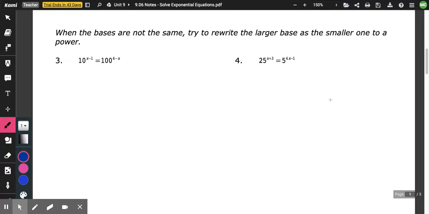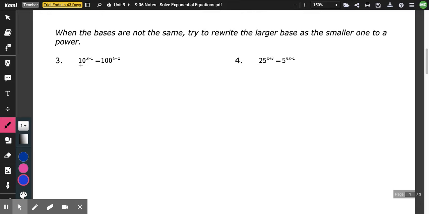Okay, sometimes when you're solving these exponential equations, the bases are not the same, but they may be related. And if they're related by an exponential relationship anyway, then you can rewrite one as the same as the other, and then use that to set the powers equal to each other, to use that property of equality again.